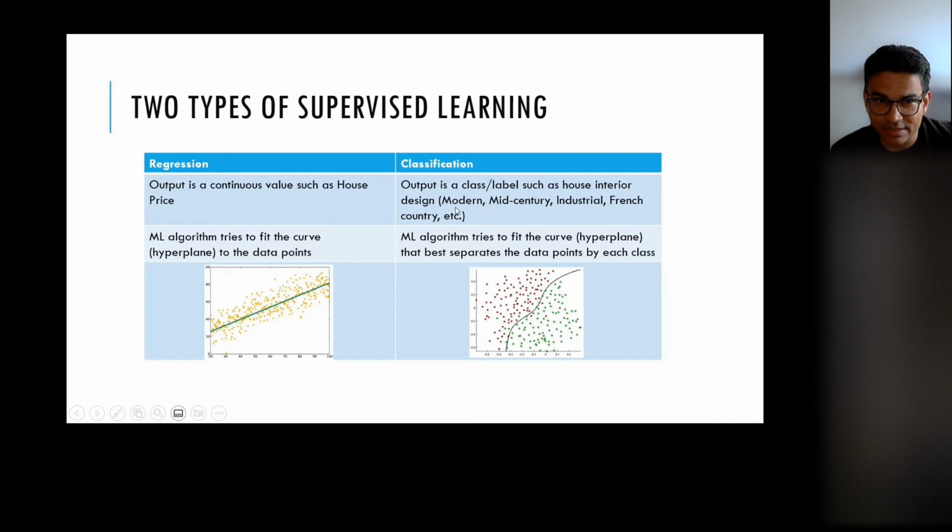So let's say, for example, house interior design, right? But the idea behind how the ML algorithm works is still the same. It's trying to fit a curve, right? In this example, it's trying to fit a line, but more generally a curve in a multidimensional hyperspace, right? So in regression, it's trying to fit as many data points as possible. In a classification problem, it's trying to fit a curve that separates the classes the best, right? So in this case, red dots versus green dots. But the idea is still the same. Find the curve that best either fits the data or separates the data.